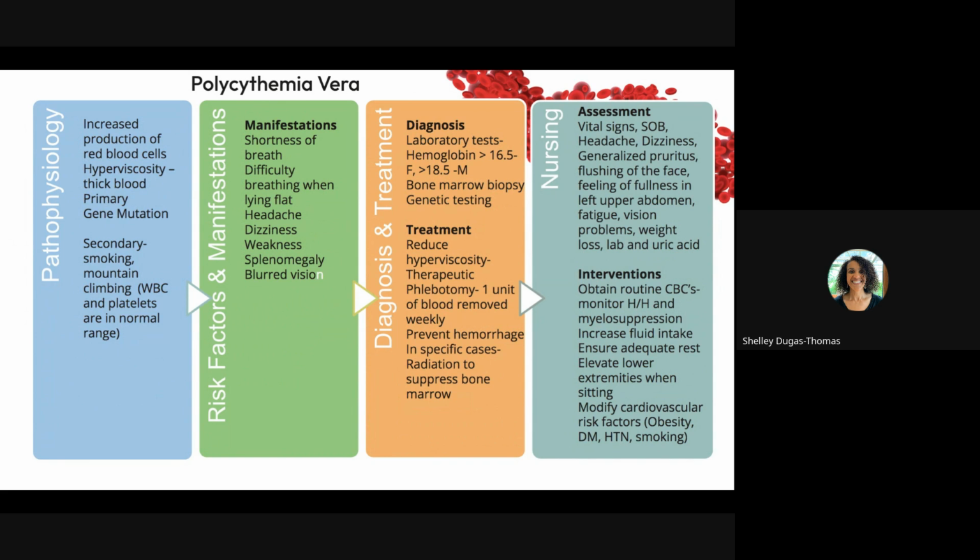So, assessment: monitoring for dyspnea, dizziness, headache. Vital signs are checked frequently. You want to watch for hypotension and tachycardia. Interventions are routine CBCs. This patient may need the phlebotomy and chemotherapy monitoring, increasing fluid intake to reduce hyperviscosity, ensuring rest to reduce cardiac workload, elevating legs to improve circulation and reduce the chance of getting a DVT, and addressing cardiovascular risk factors, including obesity, hypertension, diabetes, smoking, and avoiding restrictive clothing.